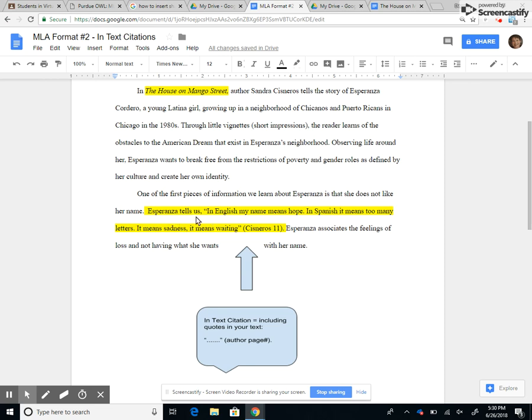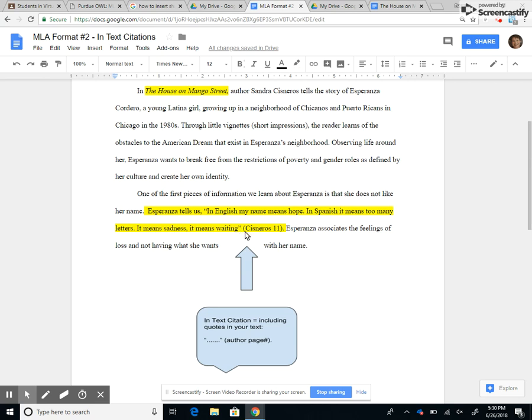So Esperanza tells us, comma, quotation marks, capitalized. In English, my name means hope. In Spanish, it means too many letters. It means sadness. It means waiting. So this is where my quote ends. So I put the second quotation marks.